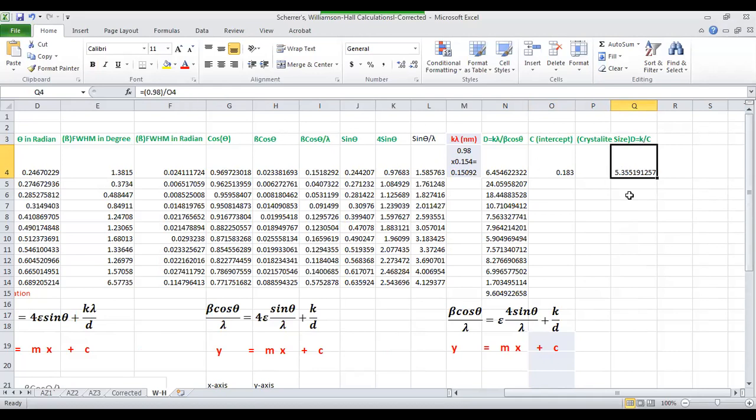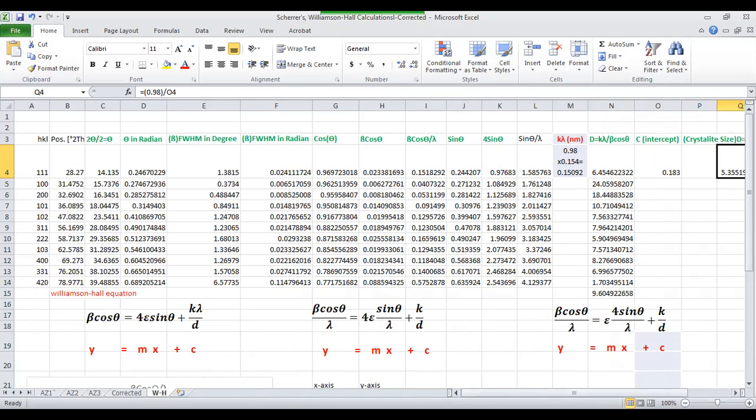K is 0.98, the shape factor, a constant for a particular crystallite shape, and we are taking 0.98 for the spherical shape, and you have to divide by c. C is 0.183. That will give you the final answer of 5.35519 nanometer. So the crystallite size of this graph is as shown over here.